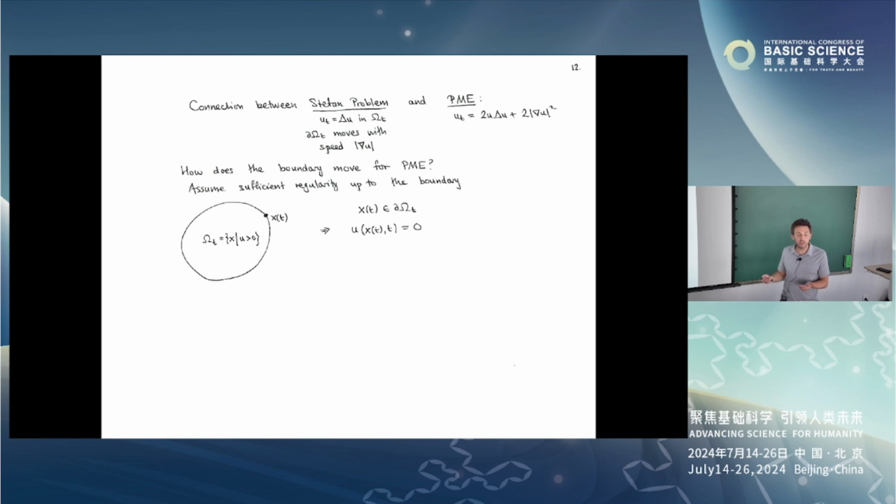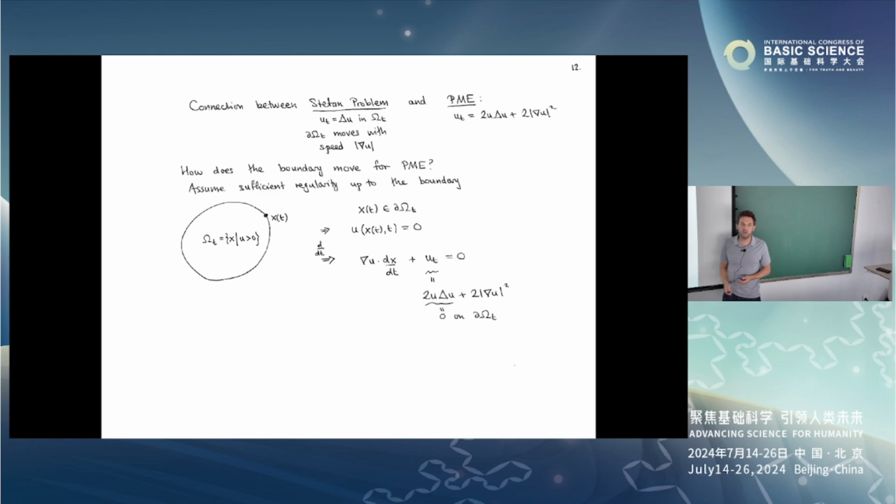Since x is on the boundary and u is 0, u of x of t is equal to 0, and therefore if I differentiate in time, by the chain rule, I get the gradient of u dot dx/dt plus u_t is equal to 0. On the other hand, what is u_t? Recall that u satisfies the porous medium equation, so this is equal to 2u Laplacian u plus 2 times the gradient of u squared. But u is 0 on the boundary, and therefore, assuming enough regularity, the first term is equal to 0. And so you're only left with this 2 gradient of u squared.